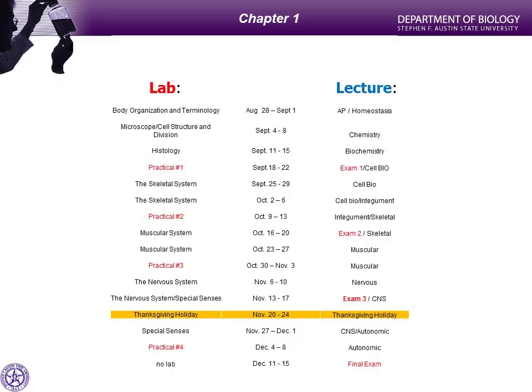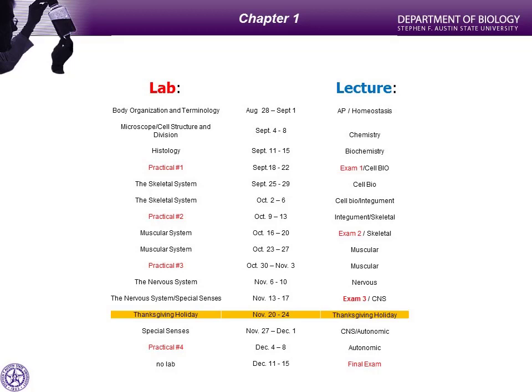So here is an alignment of lecture and lab, just to give you an idea of how at the beginning of the semester, lecture and lab will not be lockstep together. Because in the first part, we're going to be talking about what is anatomy, physiology. We're going to talk about homeostasis. In lab, you're going to be talking terminology and then using the microscope, because you're moving into histology. We're going to be talking about chemistry, biochemistry, and then we're going to get into cell biology. It won't be until the second week of October before we get into actually organ systems.